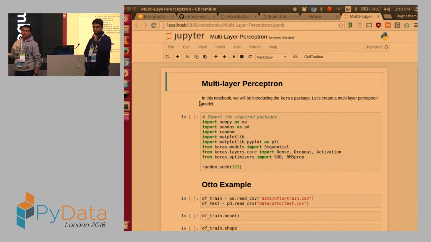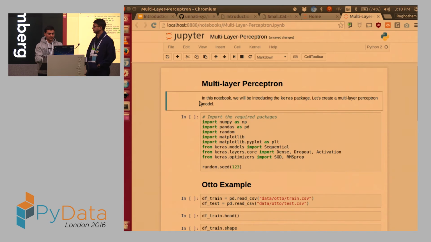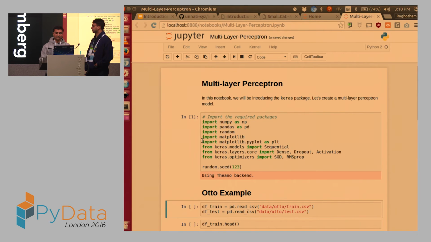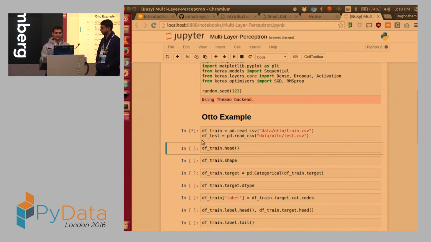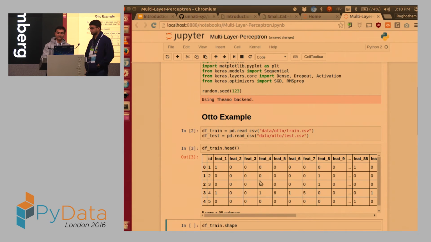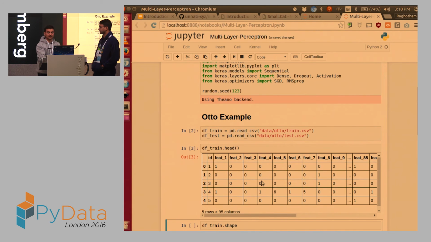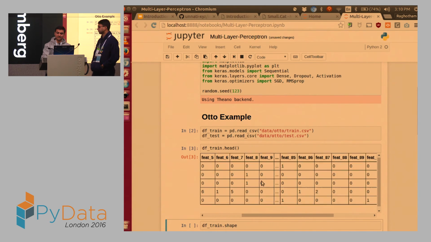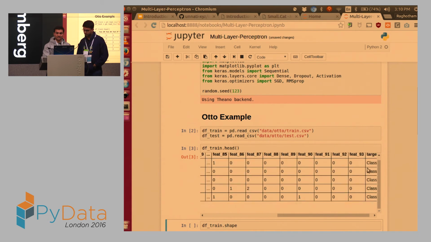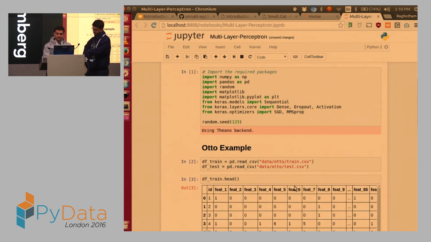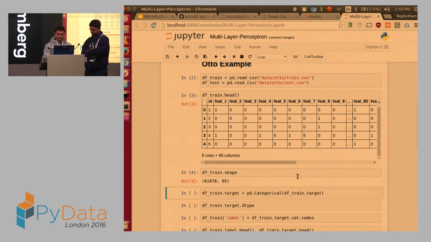We do a bunch of imports here. We use Keras, and we are using the auto data set from Kaggle. We read the train and test data, and this is how the data set looks. This is anonymized data. We have 93 features and a target, which is basically your class of product: class 1, class 2, class 3, and there are 9 classes. We have 61,000 rows.